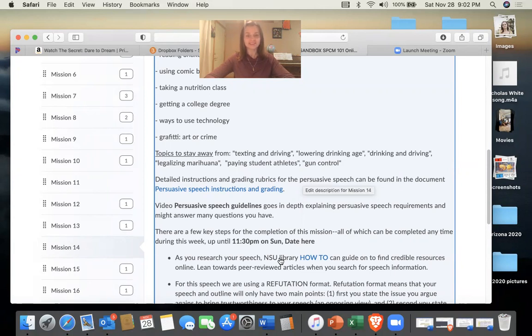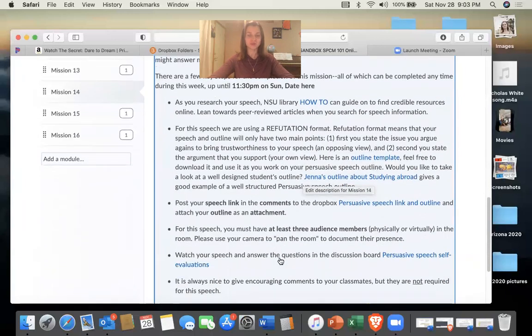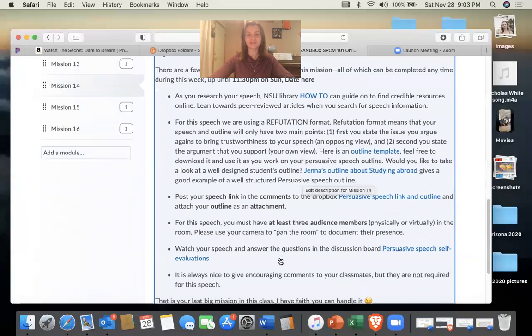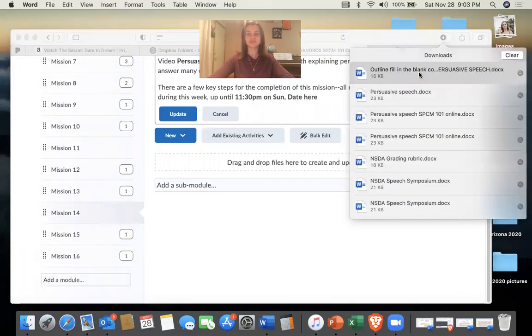In the persuasive speech, we will be using a recitation format. And since that's a format for the speech, it's also a format for the outline. The same as with the informative speech, I give you an outline template that I call fill in the blanks. So let's take a look how it looks for this persuasive speech.